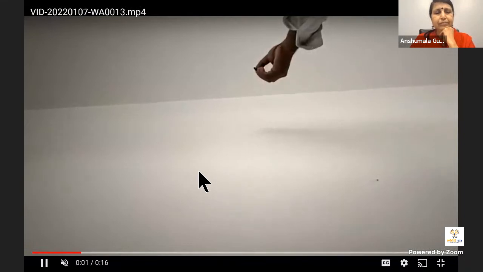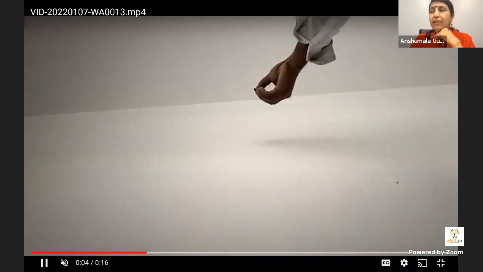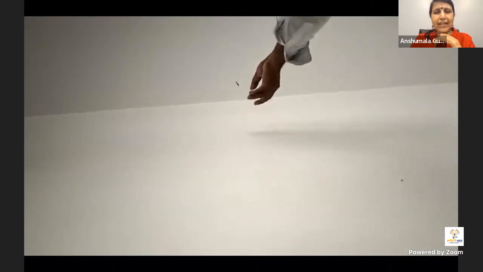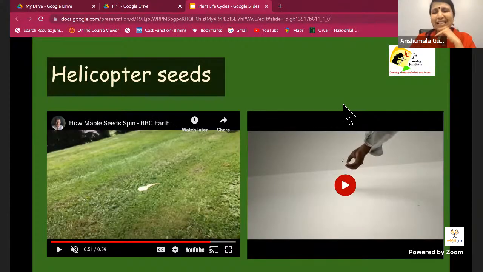Let me see if it runs. This is taking time to load. There. When you throw it, we have the seed. When you throw it, it comes down like this. Wow, whirling. Whirling. What is the advantage?